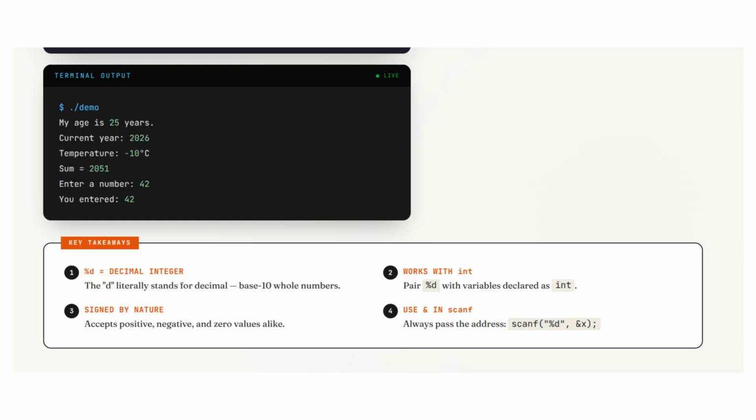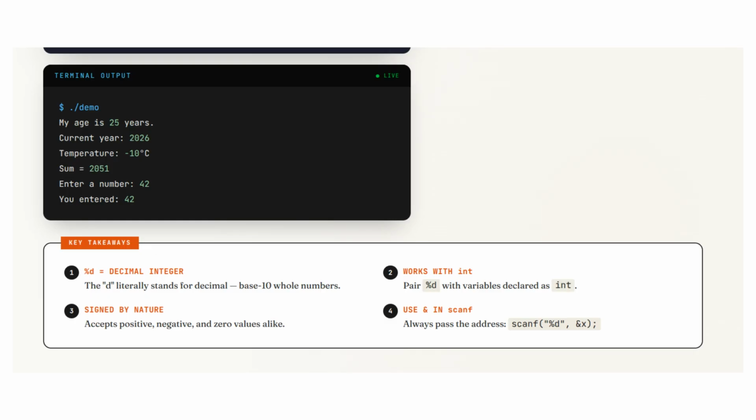Now scroll down a little and look at the key takeaways section. This is like a quick summary box to help you remember everything. Let me quickly walk through all 4 points. Number 1, %d equals decimal integer. The letter d literally stands for decimal, which means base 10 whole numbers, the ones we use every day. Number 2, works with int. This means whenever you use %d, the variable you're pairing it with should be declared as int. They go hand in hand.